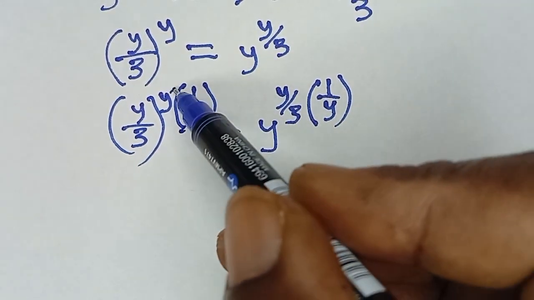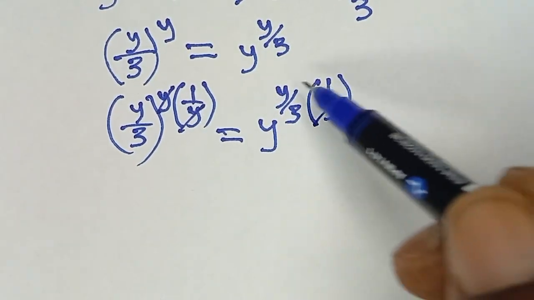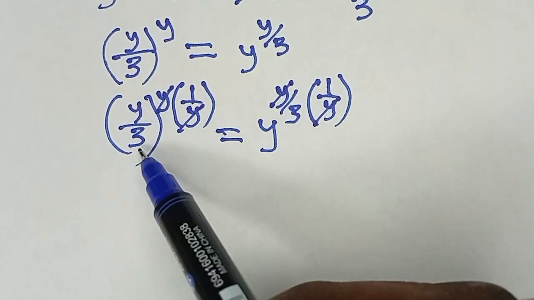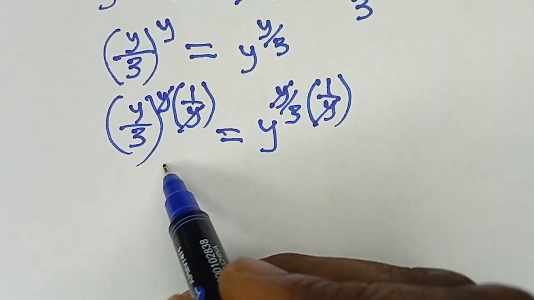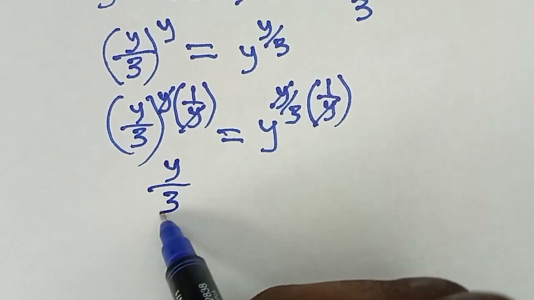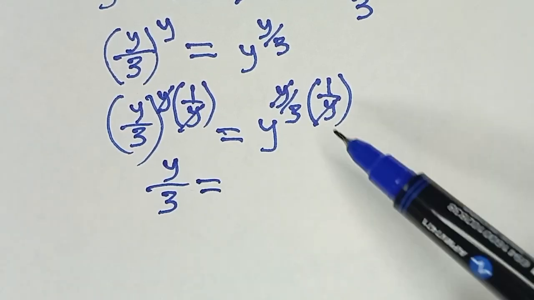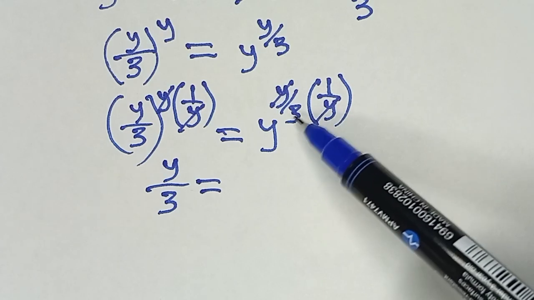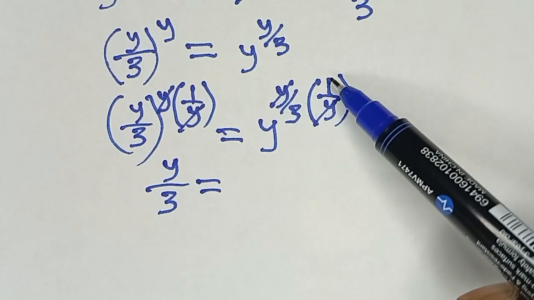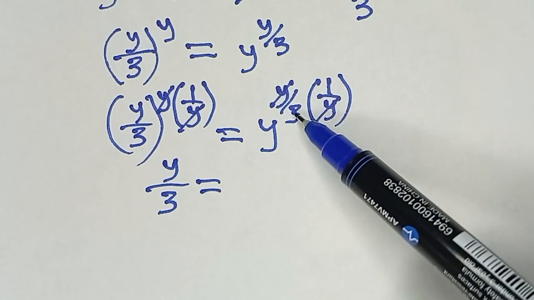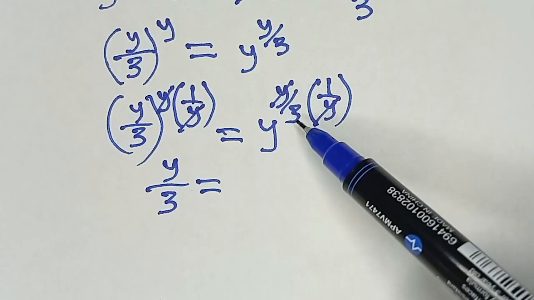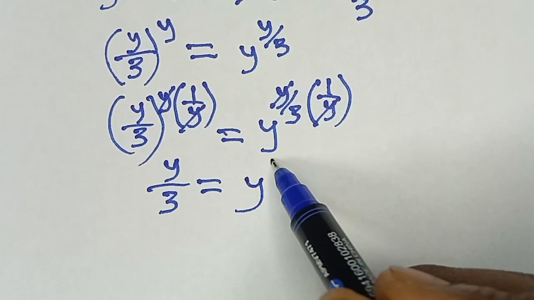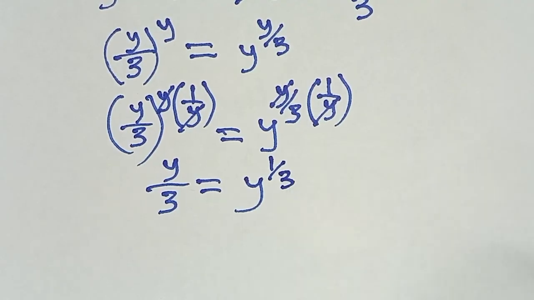This y cancels y here. Here y will cancel y. So the only thing I'm left with here is y over 3, which is what I have in the bracket. So y over 3 is equal to, what I have here is y raised to the power 1 over 3. Don't forget, this 3 is the denominator. 1 is still up here. So 1 over 3 because y has cancelled y. So I'm left with y to the power 1 over 3.